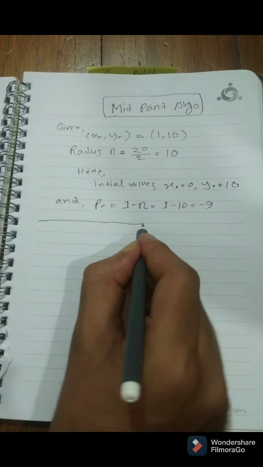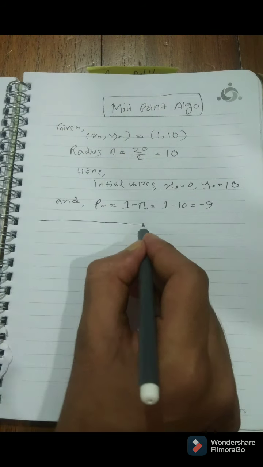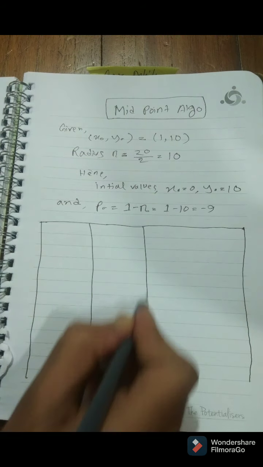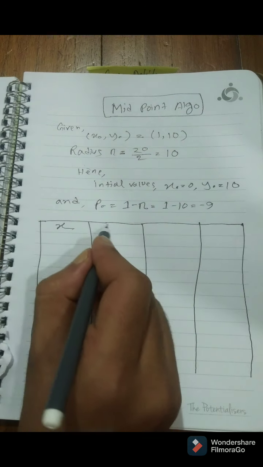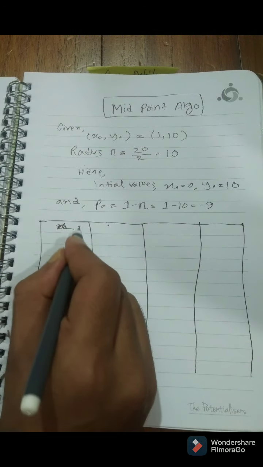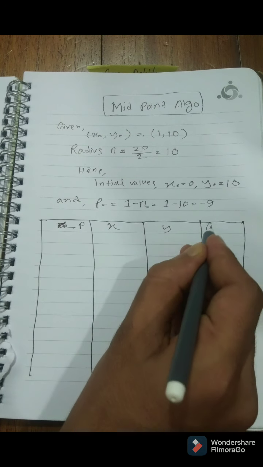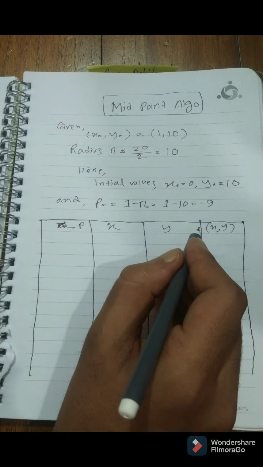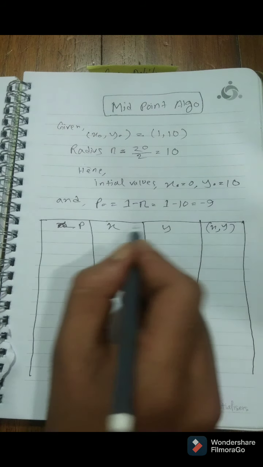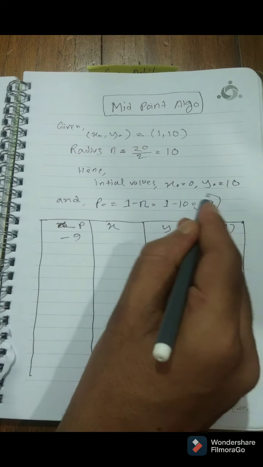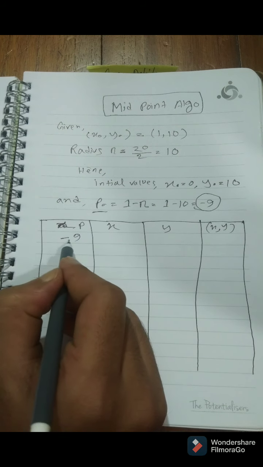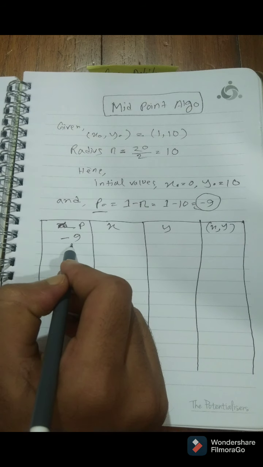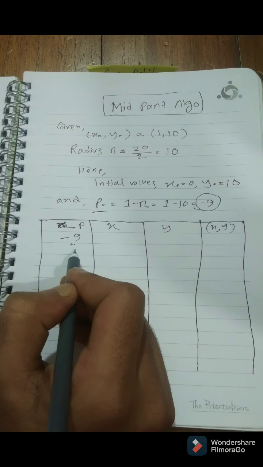So let's create a table for completing this math, where we have 4 columns. First p, then x, y, and x naught, y naught. Okay, so here p will be minus 9, as we get from p naught's value, and focus please, because minus 9 is a value which is less than 0.